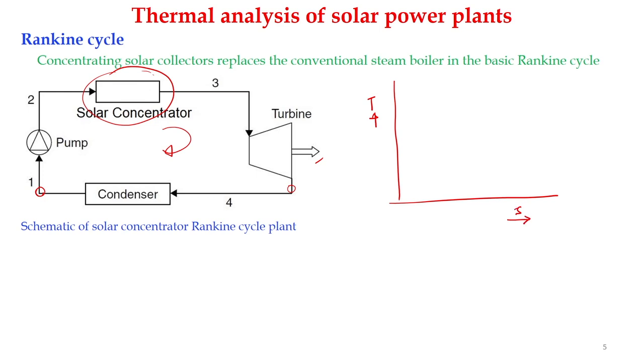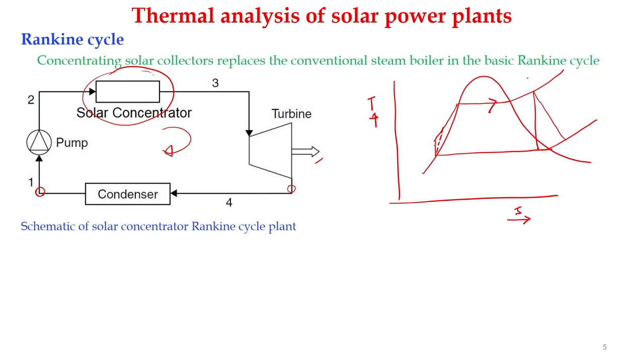This is only a sketch, and we will draw the vapor dome, okay. So we'll write here 1, and this is the pressure line, okay. And it goes something like this, and also comes something like this. This is 3, 4, and we'll have 1 to 2 and then 2 this, okay.